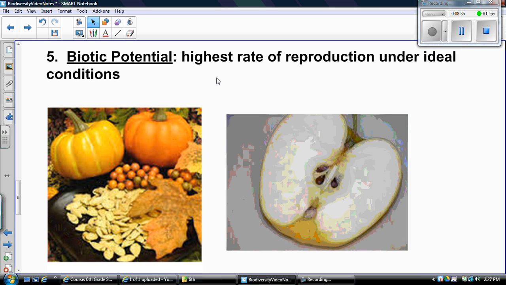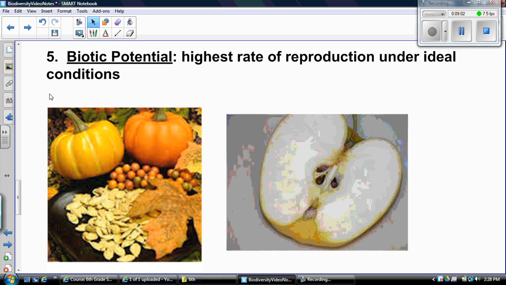So that is one of the reasons why pandas are on the endangered species list, because they do not have a very high biotic potential. They have a very low biotic potential. Their reproduction rate is very low. So their population size is going to start to decrease. And that's one of the reasons why they're endangered. It's not the only one, but it's one of the reasons. So whether an organism has a high biotic potential will determine whether their population will increase or not.